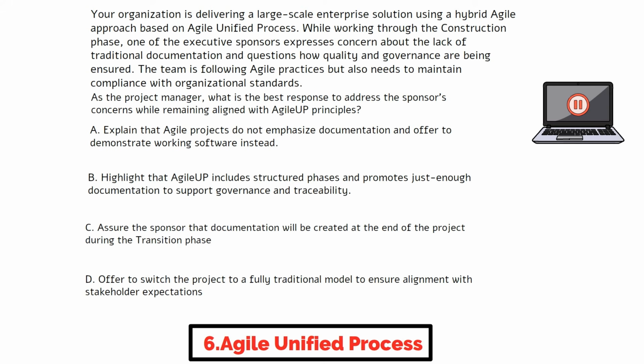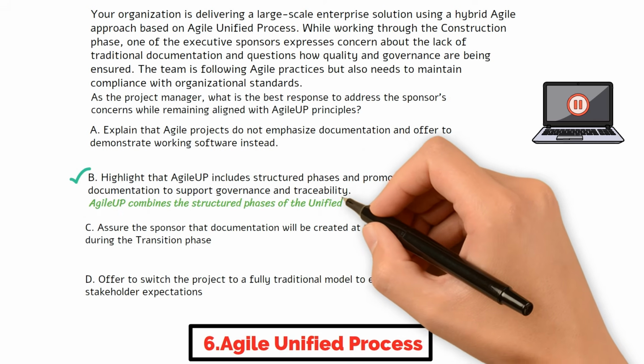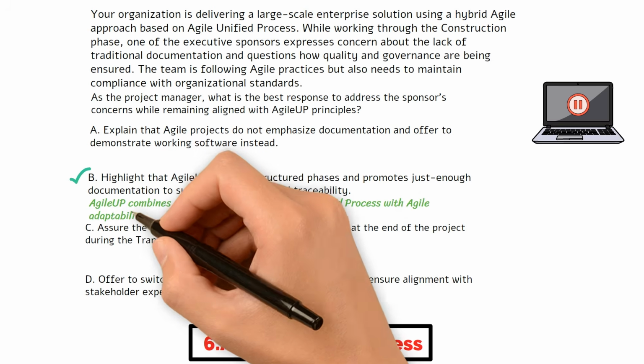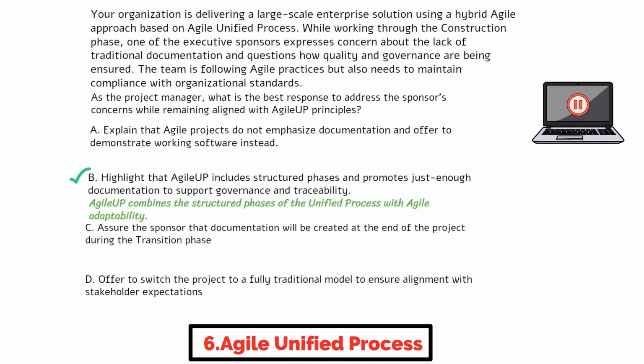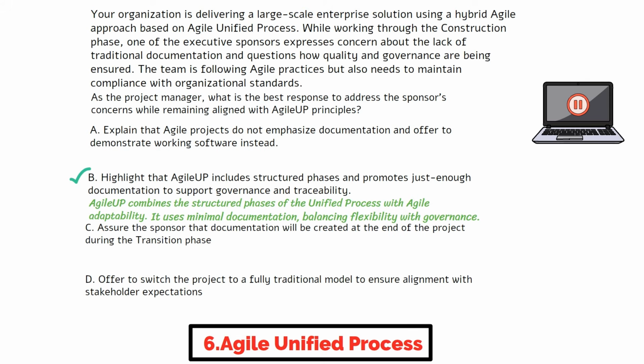All right, let's walk through this together. The correct choice is B. AgileUP is a hybrid agile framework that combines the structure of the unified process with distinct phases like inception, elaboration, construction, and transition, with agile values like adaptability and iterative delivery. It supports just enough documentation, which satisfies compliance and governance without compromising agility. This makes it ideal for environments that need both structure and flexibility.